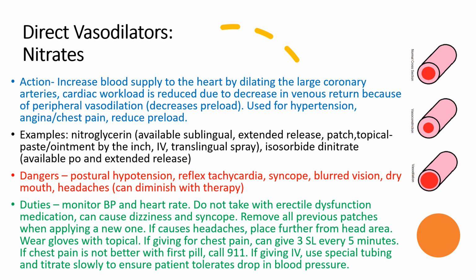If you're going to give for chest pain, you can give the sublinguals, and we give 3, so it's basically 1 every 5 minutes. If the chest pain is not better after the first dose, you're going to call 911. And if we're giving IV, we're always supposed to use a special tubing. It's actually like a blue colored tubing. You don't want to use regular tubing because the nitroglycerin actually will go into the tubing. And that's the other reason why it also has to be in a dark glass bottle for the sublingual pills, because the nitro just wants to seep out of the pill.